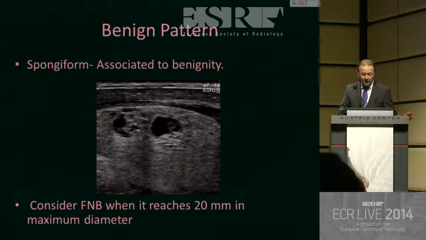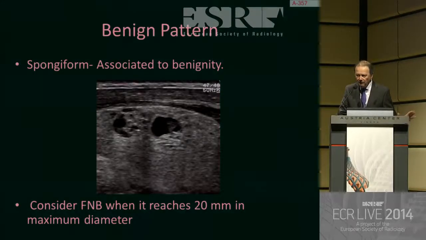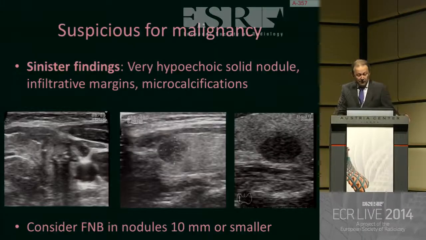Spongiform pattern is associated to benignity, and we are considering not to do FNB, but as we began doing the criteria of the Society of Radiologists in Ultrasound, we are doing FNB when they are at least 20 millimeters in maximum diameter. And the problem is that I think that there are some different patterns of spongiform. Some of them are very clear, but others are not so clear.